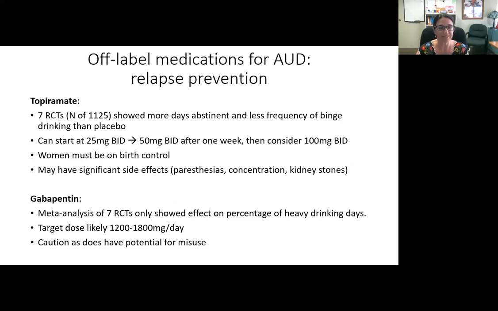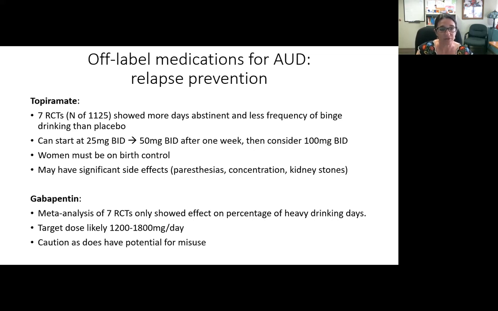And then just briefly to talk about some off-label use of medications that may be helpful. Topiramate has some evidence, 7 RCTs that show more days abstinent and less frequency of binge drinking than placebo. This is one we just need to counsel on the side effects, and women absolutely have to be on birth control. We'd start low and work up weekly as long as it's tolerated, the goal dose being 100 milligrams twice a day.